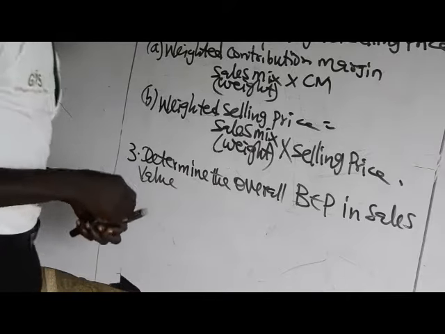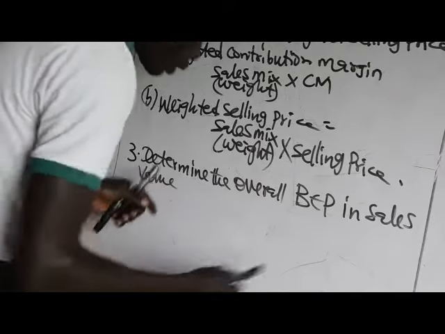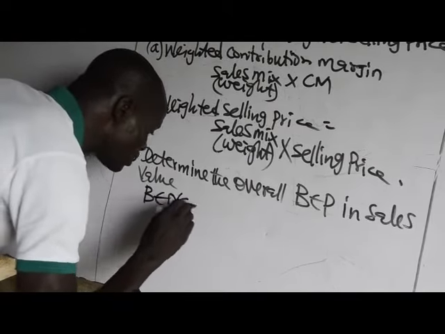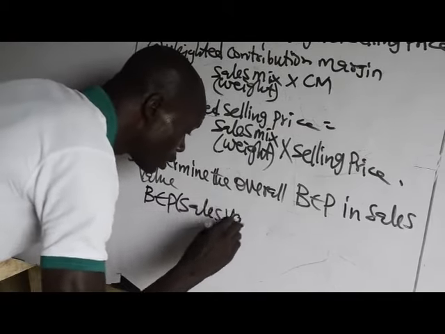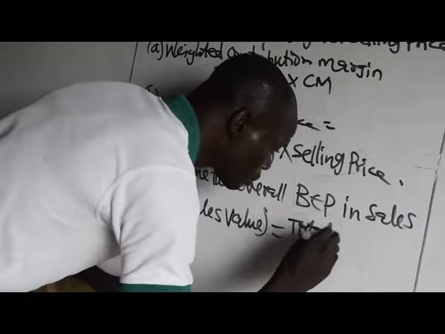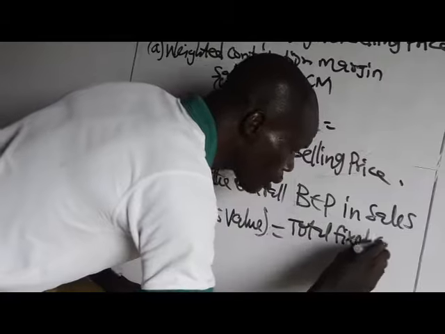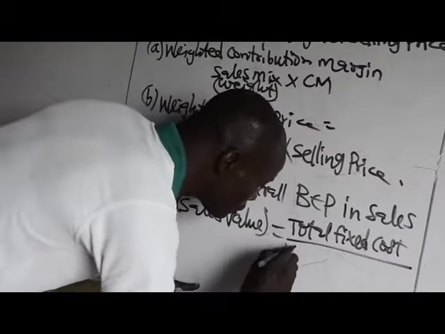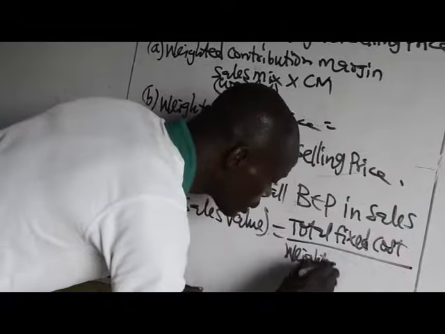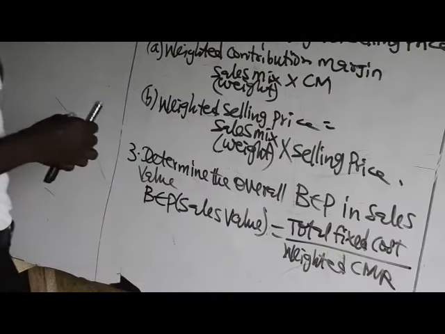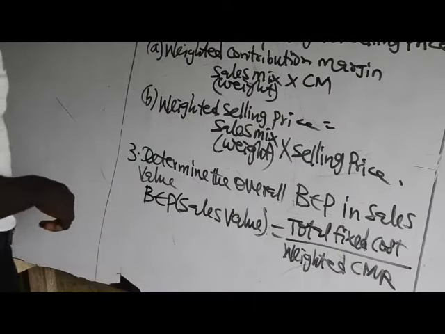That is, you determine the break-even point for all the products. Break-even point in sales value equals total fixed cost over weighted CMR. That is step 3.